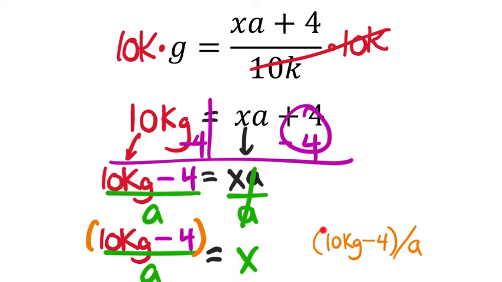The reason for that is there's an order of operations problem, and Canvas doesn't know the difference if you just type 10 kg minus 4. If you didn't have the parentheses there, it would think you want just 4 divided by a, not the whole expression there.